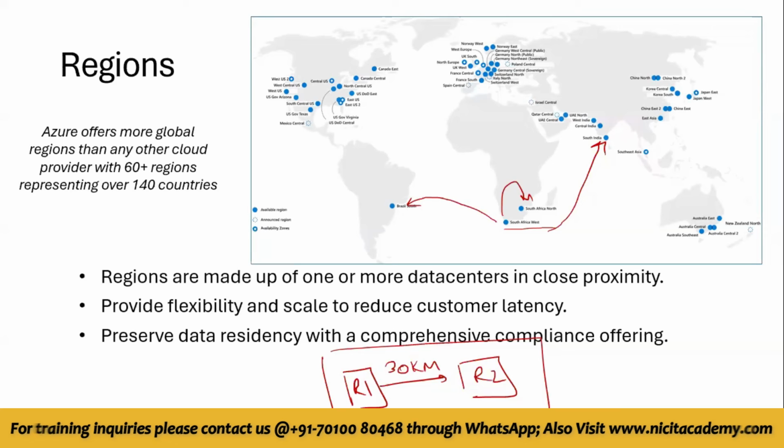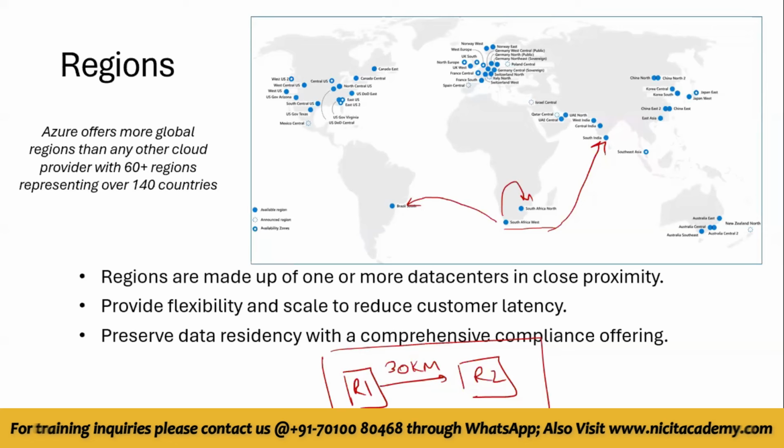Is it possible? Yes. But let's say there is an earthquake. Do you think it will not affect both of them? Let's say there's a huge earthquake. Does it not affect a 30-kilometer radius, or there are huge floods that have taken over? In case of floods, chances are both of these regions are going to go down. Correct?